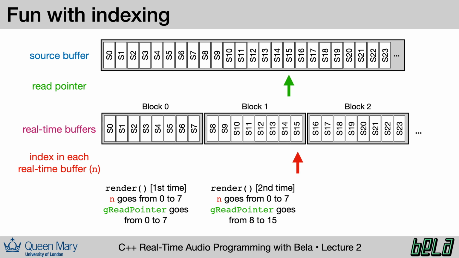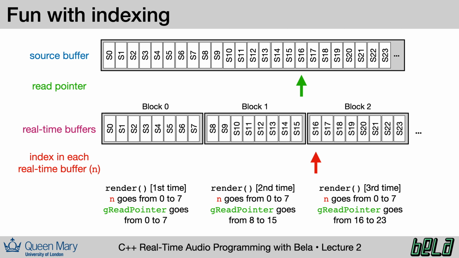And the same thing will happen in the third call to render. We need to remember where we left off in our original source buffer, but we're going to reset our variable n back to 0 and again copy 8 more samples into this new buffer in this third call to render, like so. And this will go on indefinitely until we reach the end of the buffer.